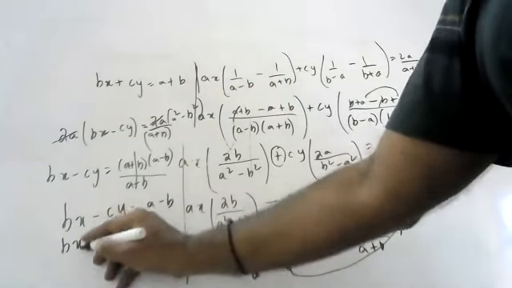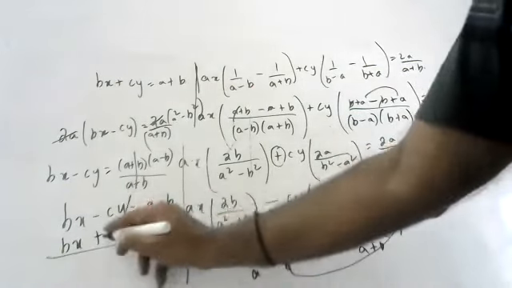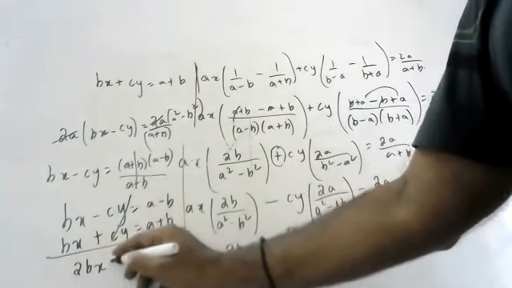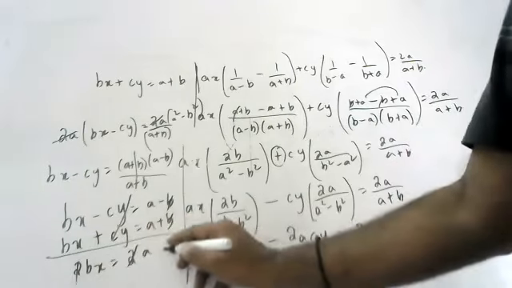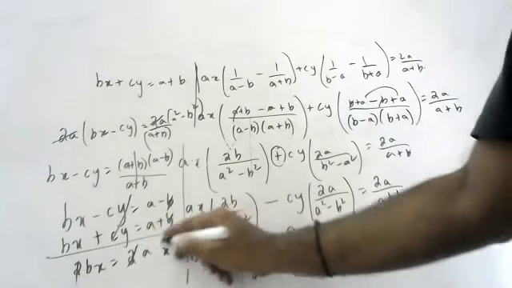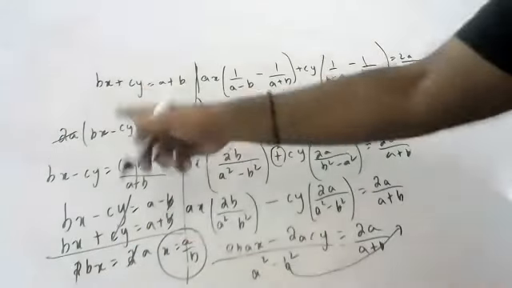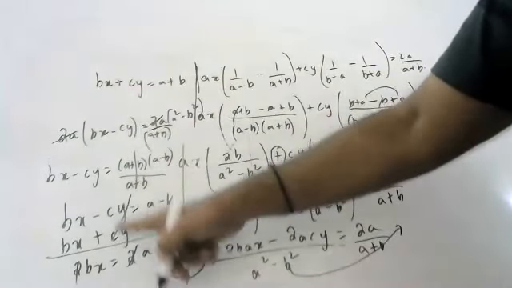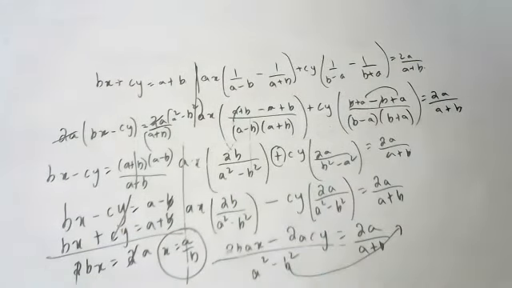Anyone can do this. bx plus cy is equal to a plus b. So children, this gone. bx plus bx is 2bx. Plus c minus c gone. 2a, children. 2 gone. x is equal to a by b. Substitute x in this equation or this equation. In any one equation you substitute x, children, you will get y also easily.